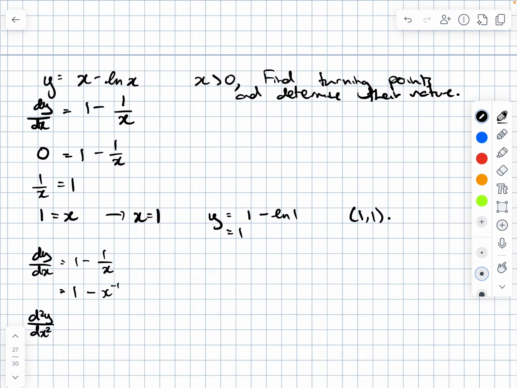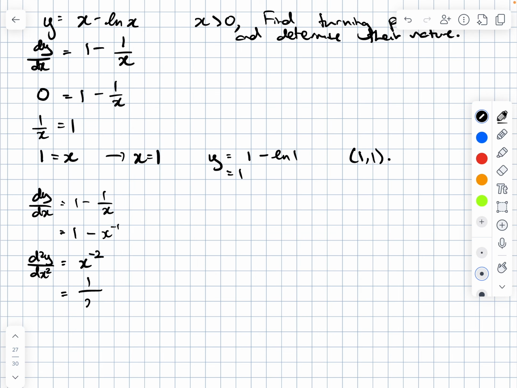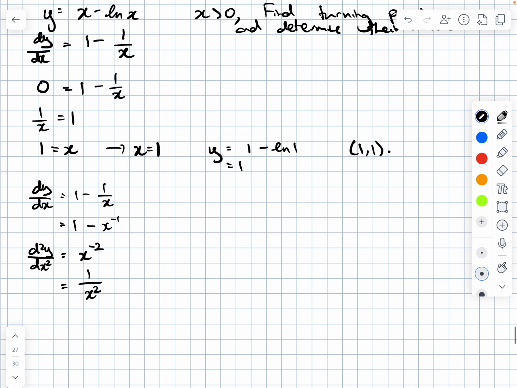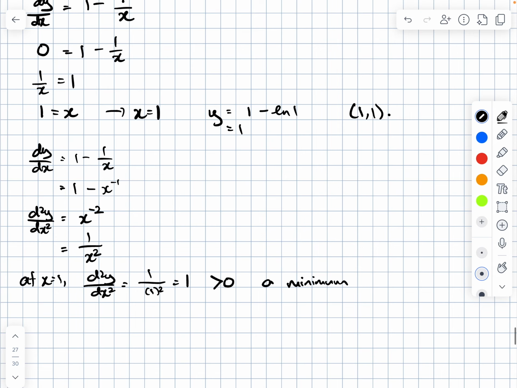Then the second derivative: 1 differentiates to 0, and for negative x to the power negative 1, we bring the power in front, we just get a positive, and we reduce the power by 1. We get 1 over x to the power 2. We'll substitute x equals 1, which is the turning point. So at x equals 1, the second derivative equals 1 over 1 squared, which is just 1. Now since that is greater than 0, that means we have a minimum. So we can say that the point (1, 1) is a minimum.